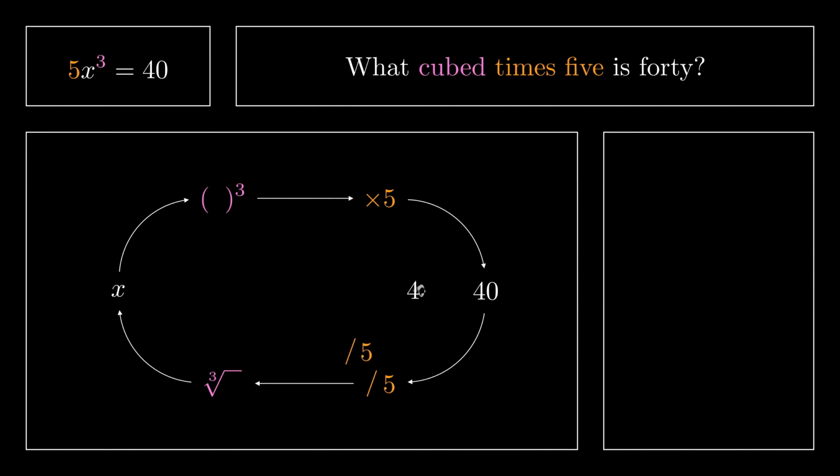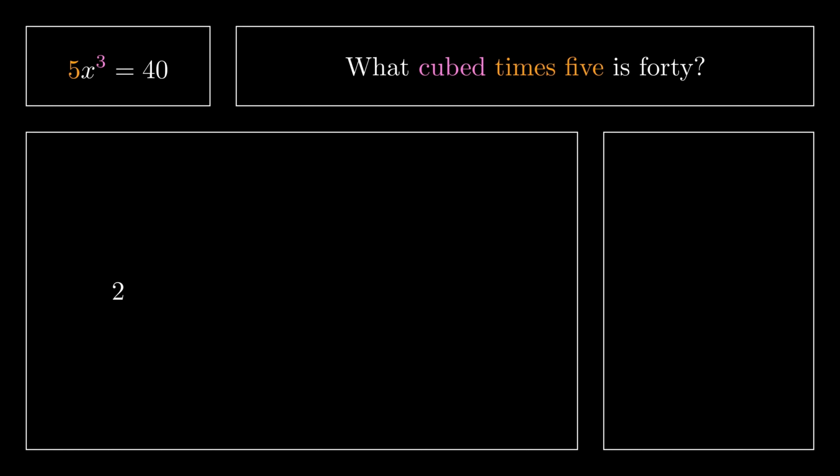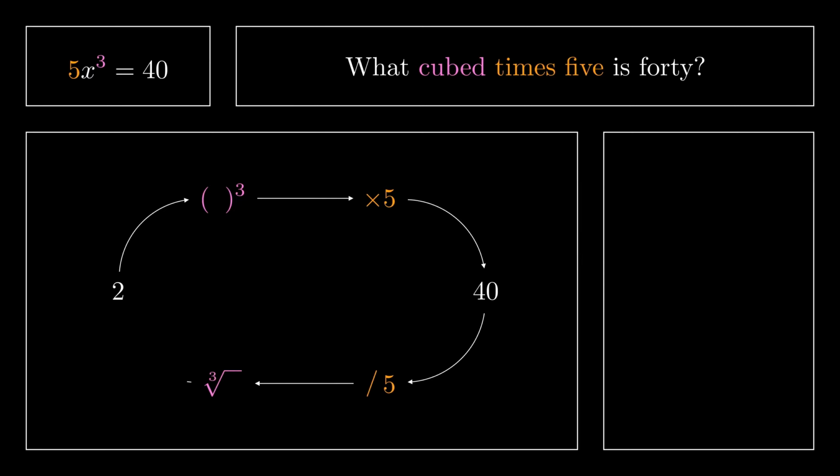So 40 divided by 5, what's 40 divided by 5? That's 8. And then the cube root of 8, what's the cube root of 8? In other words, what to the third power would give you 8? And that's going to be 2. The answer here is 2. Let's check it. 2 cubed is 8, times 5 is 40. 40 divided by 5 is 8, and the cube root of 8 is 2. So that's the whole thing right there.